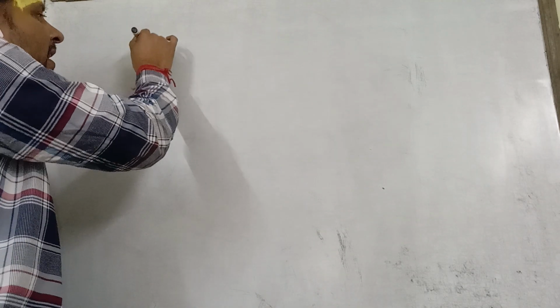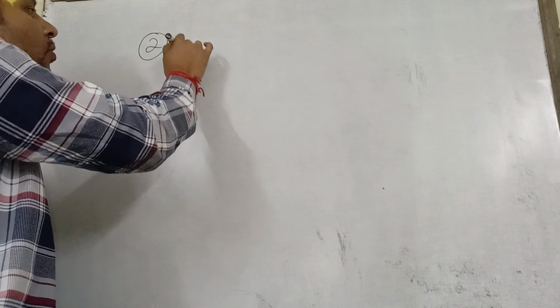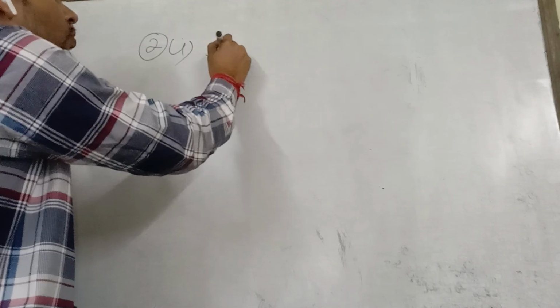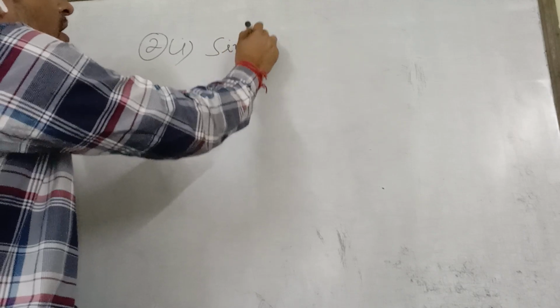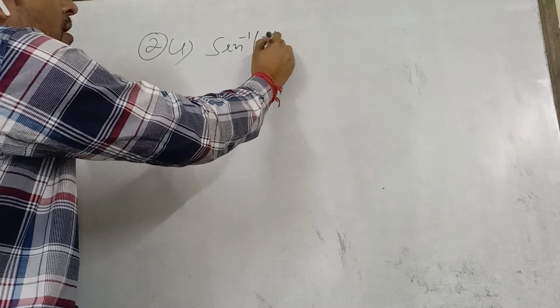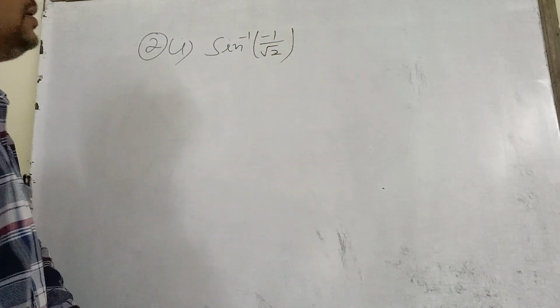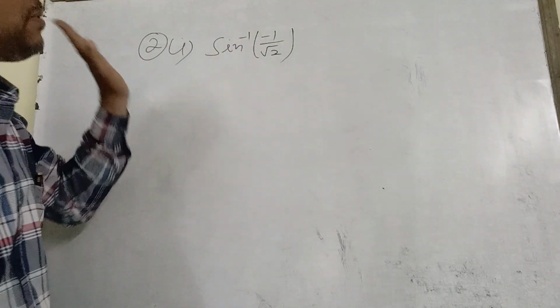Now question number second: find the principal value of part second of exercise 4.1, question number first. Sin inverse minus 1 by root 2. So this question is also the same as we do in part first, but here is a negative sign.